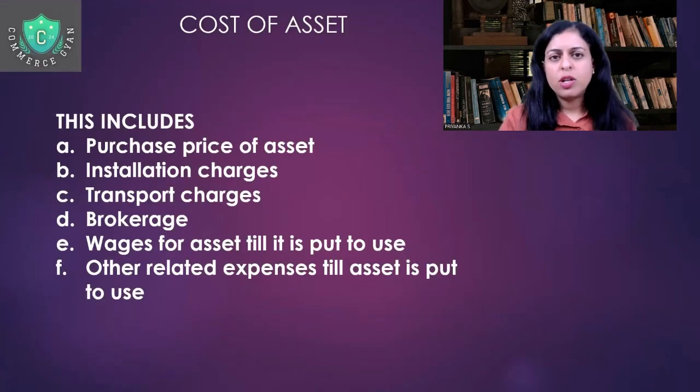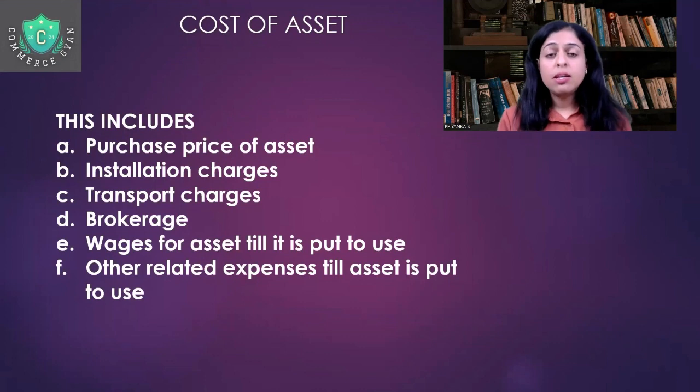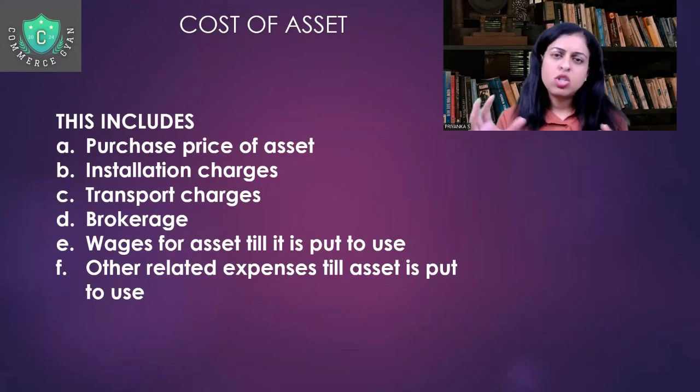Let's take the first one: cost of the asset. What does it include? We remember the cost concept of accounting. The cost concept spoke about one important thing: until the asset is put to use, whatever amounts have been incurred on that asset will be considered as the cost of the asset. Suppose you buy a machinery, and the machinery is of 10 lakh rupees.